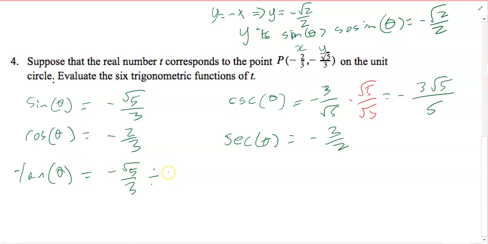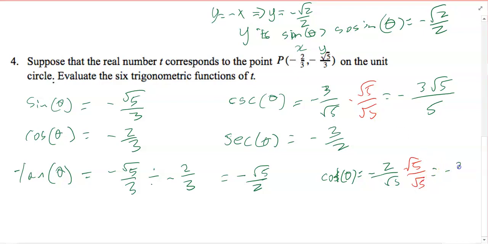Tan of theta, which is sine theta over cosine theta, so it's going to be negative radical 5 over 3 divided by negative 2 over 3. And so that tan theta will be, flip the 3 over and 2, so it's going to be negative radical 5 over 2, right? And then the cotan of theta is going to be equal to 1 over tan theta, so it's going to be 2 over radical 5. It's a negative. We want to rationalize that, so we go by radical 5 over radical 5, and so this becomes negative 2 radical 5 over 5. And that is your tangent.